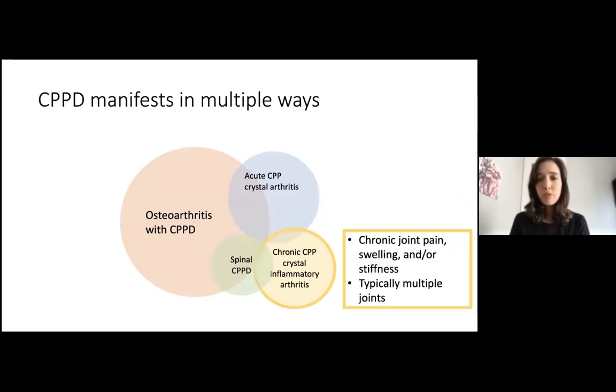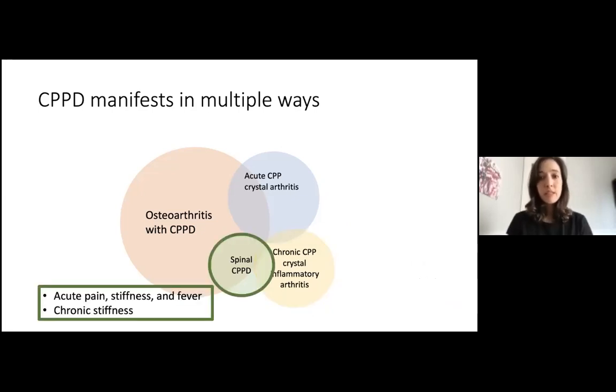A smaller group of patients has a chronic inflammatory arthritis caused by CPP crystals. This leads to chronic joint pain and swelling and/or stiffness in the affected joints, and it's typically multiple joints involved. In fact, the pattern of involved joints can frequently look similar to rheumatoid arthritis, especially with MCP joint involvement.